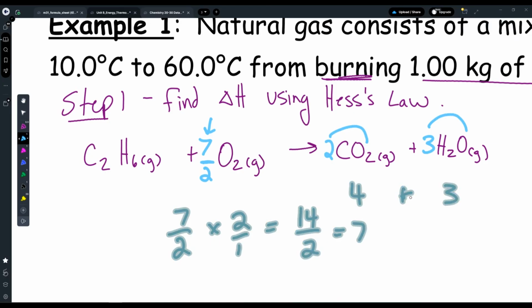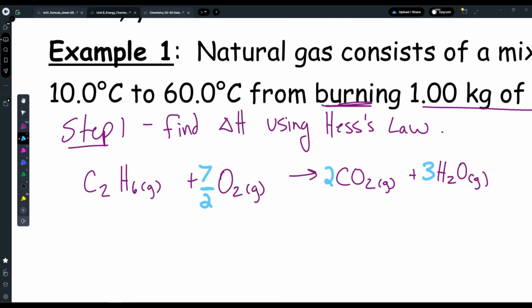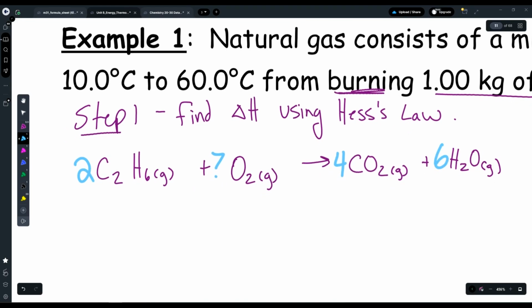Okay, but for these types of questions, you don't want fractions for your coefficients, especially with using Hess's law. If you remember from Chem 20, combustion reactions are the one reaction type that you are allowed to have fractions for your coefficients, but it's just easier to do Hess's law when you don't have fractions for coefficients. So how I'm going to solve this is I'm going to multiply every single chemical species, both on the product side and the reactant side, by 2. So that's going to be 2, 7, 4, and 6. Done.